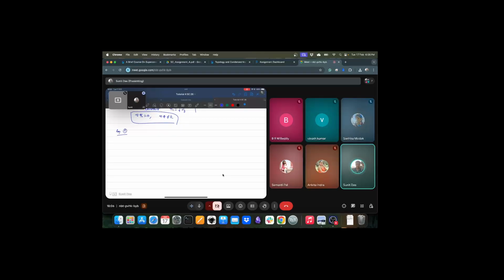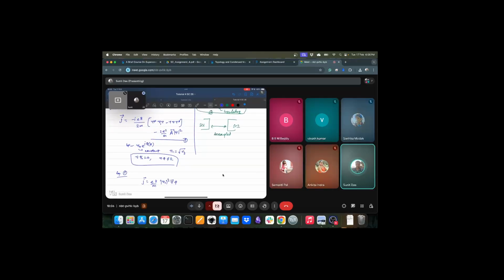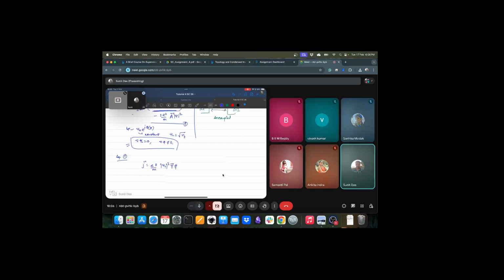If we use this particular information, let's say this is equation 1. Equation 1 we can write as J equal to e h bar by m psi 0 square gradient of phi. So what we have done is that we used this part in equation 1 and evaluated psi star grad psi minus psi grad psi star, and then the other term, 2e square by m A psi 0 square. Okay.